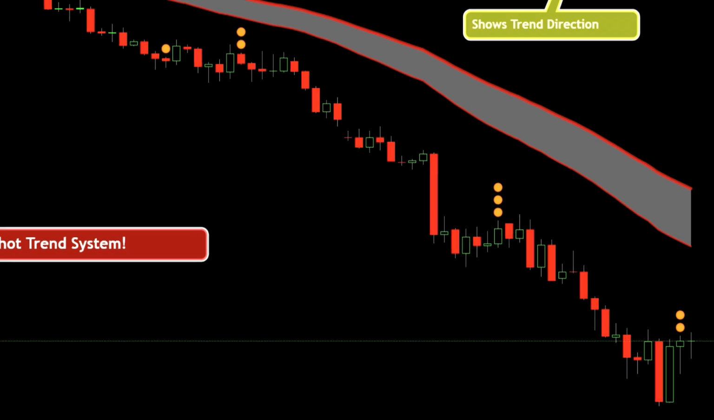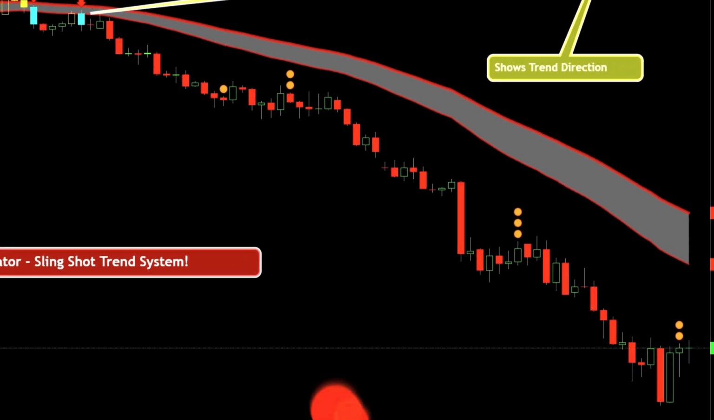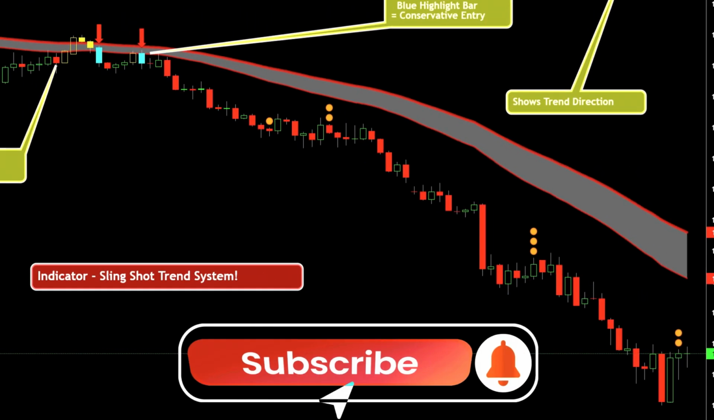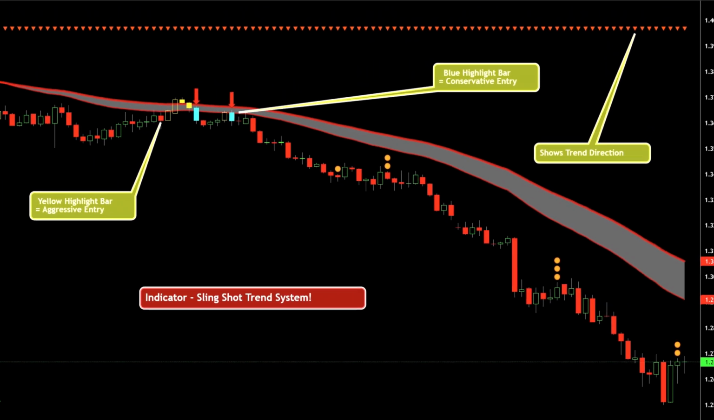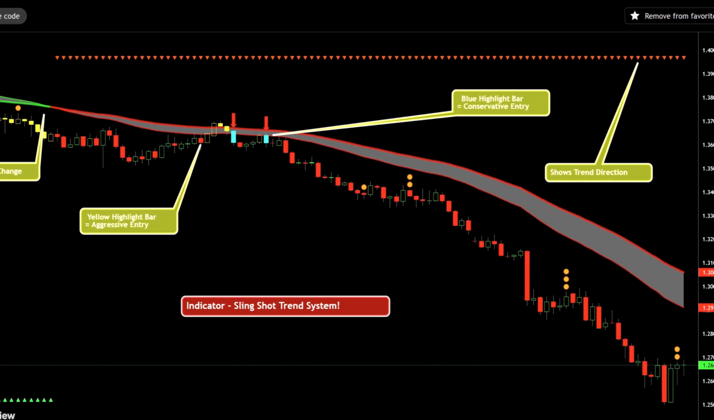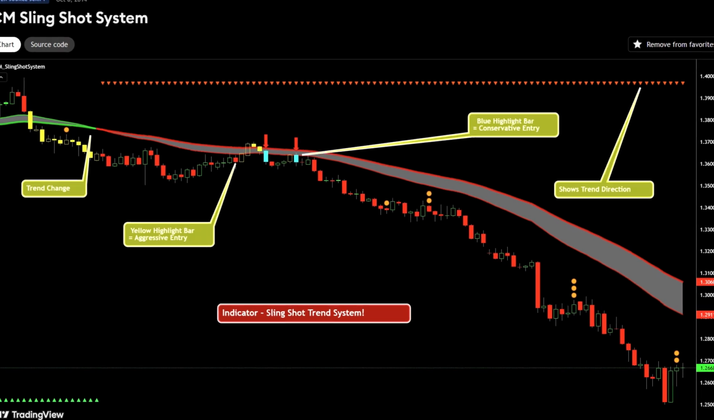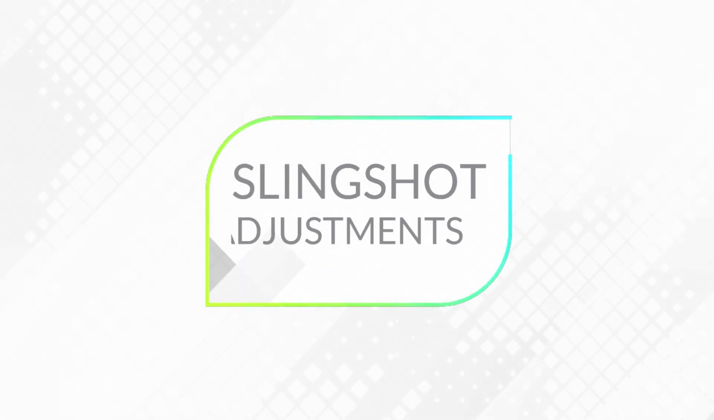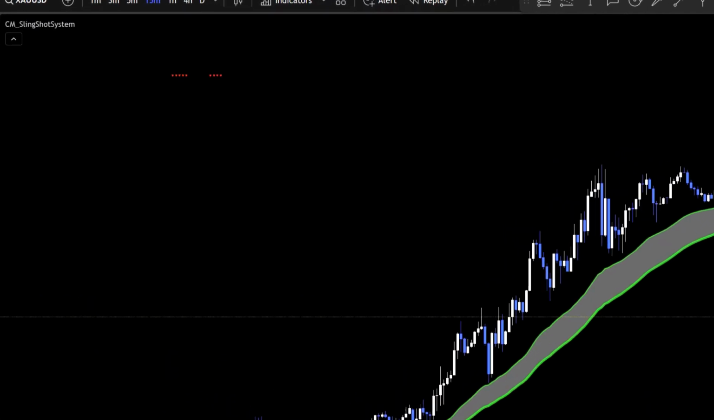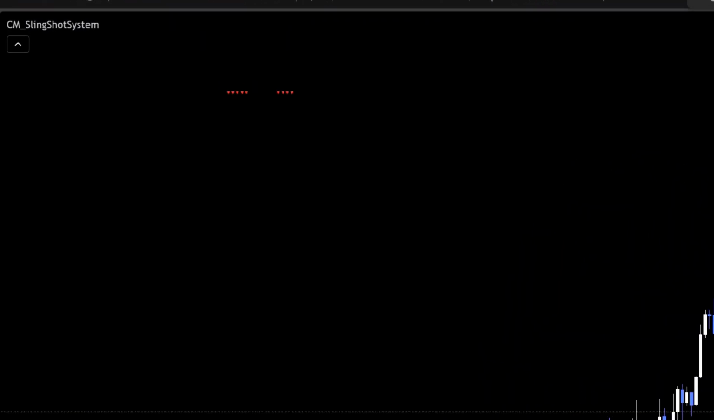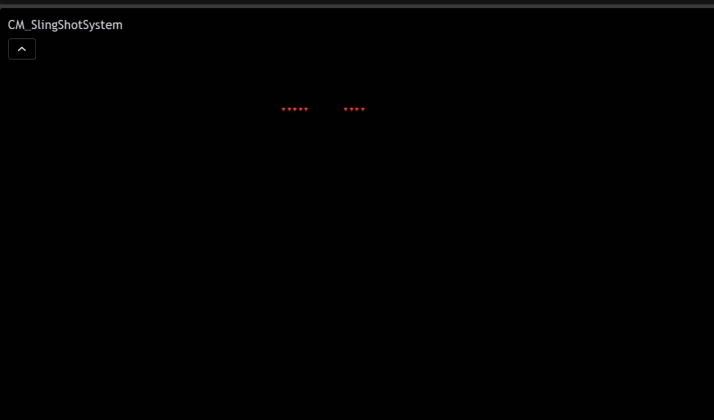Now it's right there on your screen. So we've got the slingshot indicator on the chart. It looks good, but it can feel a little busy with all those extra features popping up. For beginners or anyone struggling to keep things clear, let's simplify it. Head over to the settings for the indicator, just a little gear icon next to the indicator name on TradingView.